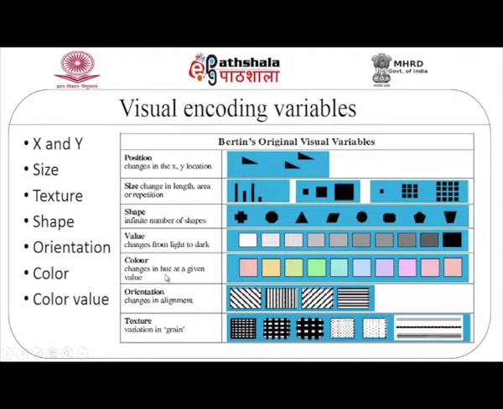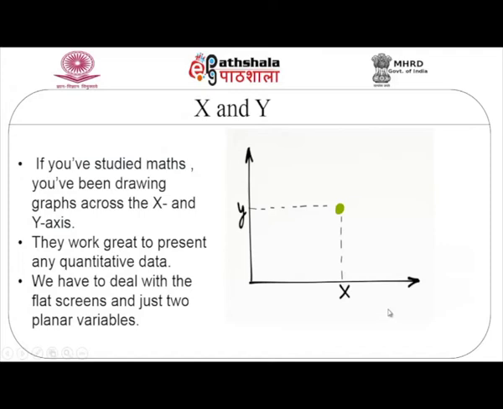There can be color changes, changes in hue at some given value can be represented like this, or it can be some kind of orientation wherein there are changes in the alignment of the lines. So you have different orientations of the lines as such. Next one is textures or patterns, which are variations in the grains. So these show different textures and patterns that are used to map different data variables. So this is your x and y.